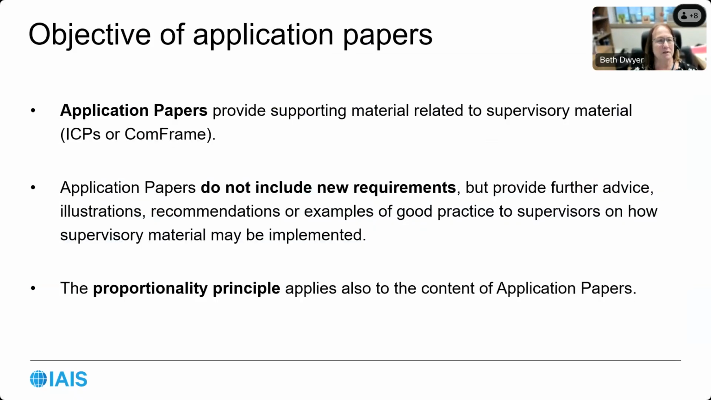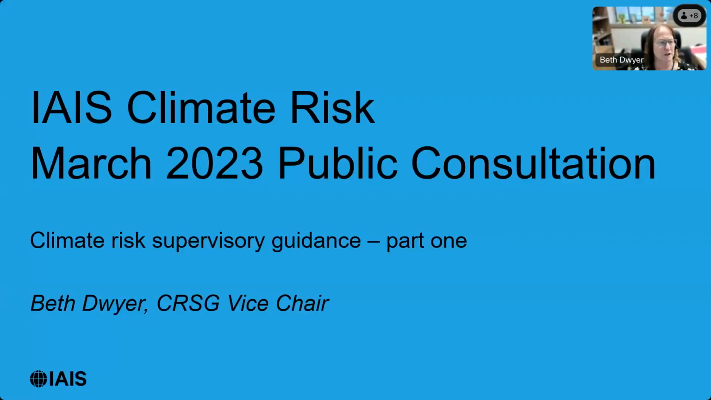The objective of the application papers is to provide supporting materials. They do not include new requirements, but provide further advice. And the proportionality principle also applies to the content of the application papers. Before we jump to the overview of the two application papers, we wanted to share a status update on the first public consultation in March of this year.